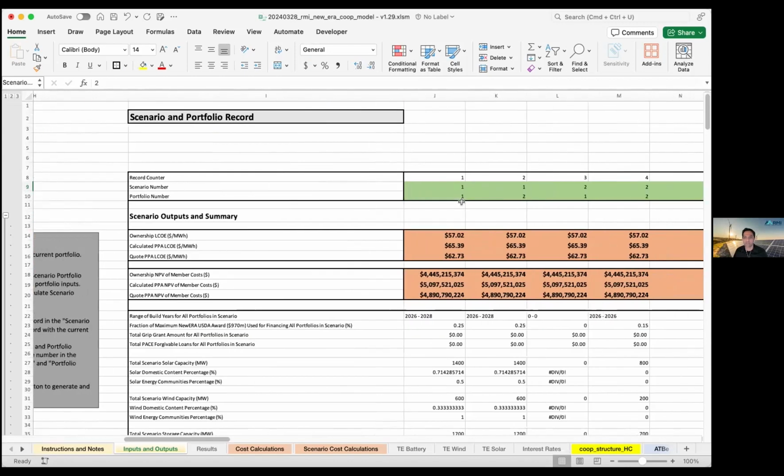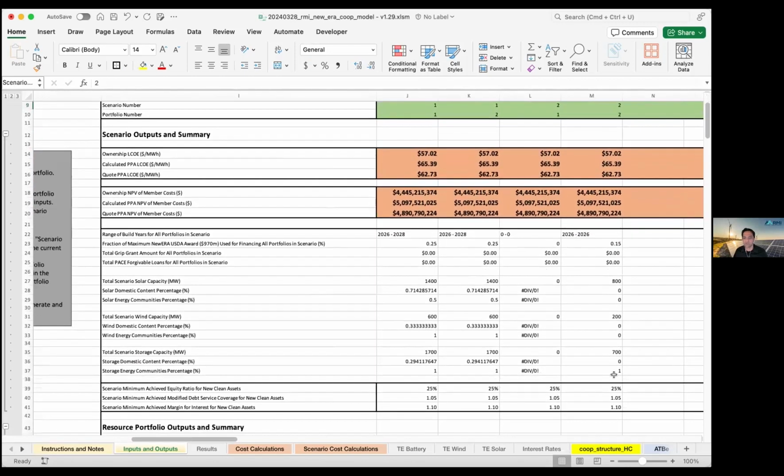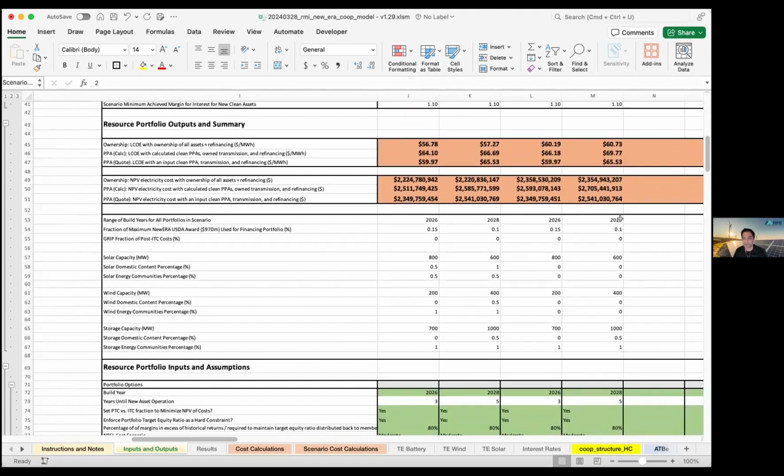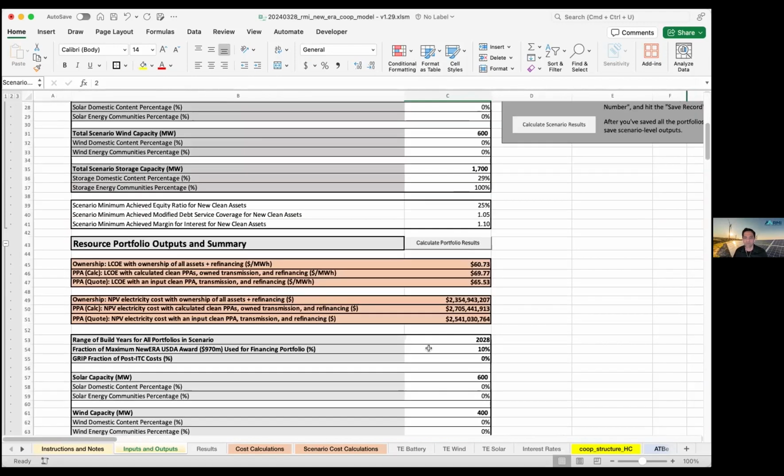All right, great. Let me check over here. Indeed, I've got this new scenario. When I look at the portfolio, it looks a lot like portfolio 2 of scenario 1, but it doesn't have the bonus adders. So that's what I wanted. Great.